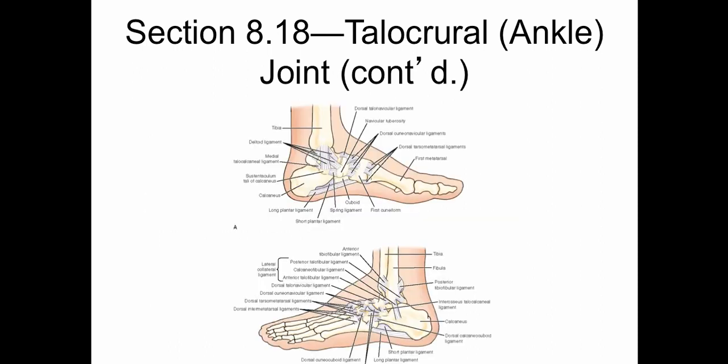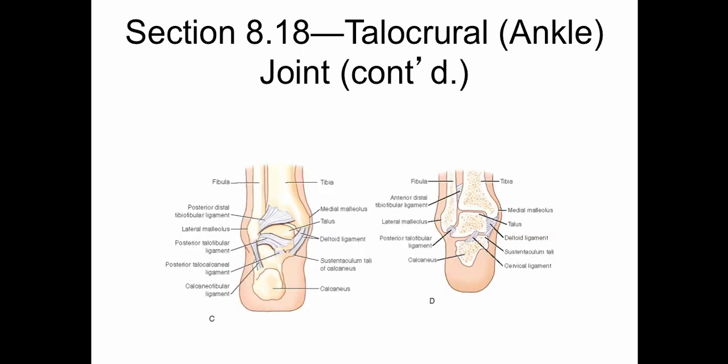The lateral collateral ligament is actually a complex of three ligaments, all of which attach proximally to the lateral malleolus of the fibula. Distally, the anterior talofibular ligament attaches to the anterior talus, the posterior talofibular ligament attaches to the posterior talus, and the calcaneofibular ligament attaches to the lateral surface of the calcaneus. The lateral collateral ligament limits inversion within the frontal plane of the foot at the ankle.